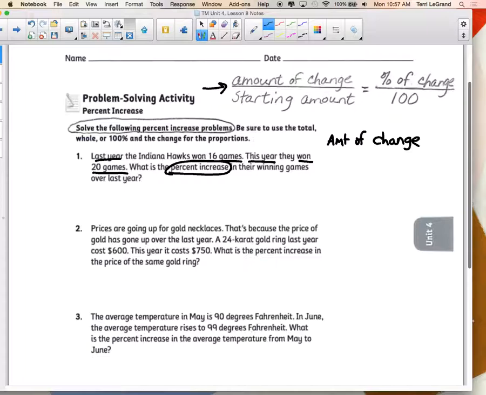How much did it change by? They won 16 games last year. This year they won 20. What's the change in their winning?